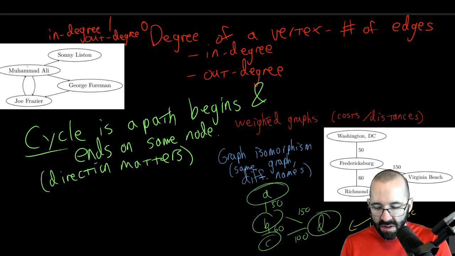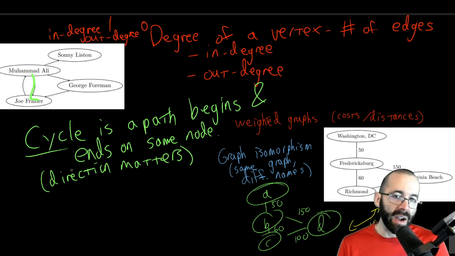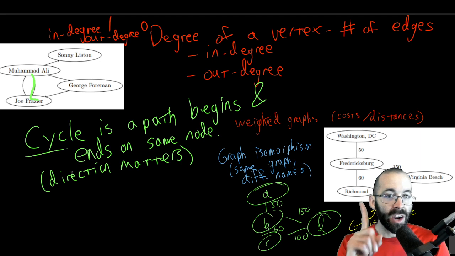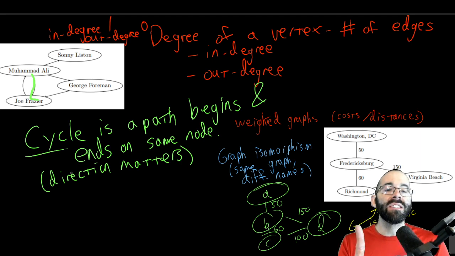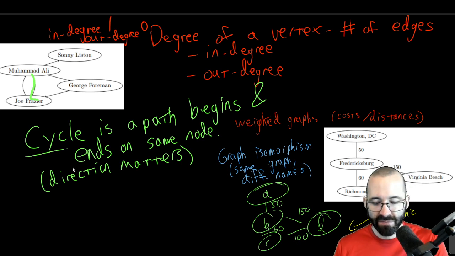We could have a cycle between Muhammad Ali and Joe Frazier. That'd be a cycle. We could have a cycle from Muhammad Ali to George Foreman to Joe Frazier back to Muhammad Ali. We could not have the cycle going the opposite direction. We could not have a cycle going to Joe Frazier because Joe Frazier can't get to George Foreman. Not directly anyway. There's a path between Joe Frazier and George Foreman, but there is not an edge in the right direction between Joe Frazier and George Foreman.